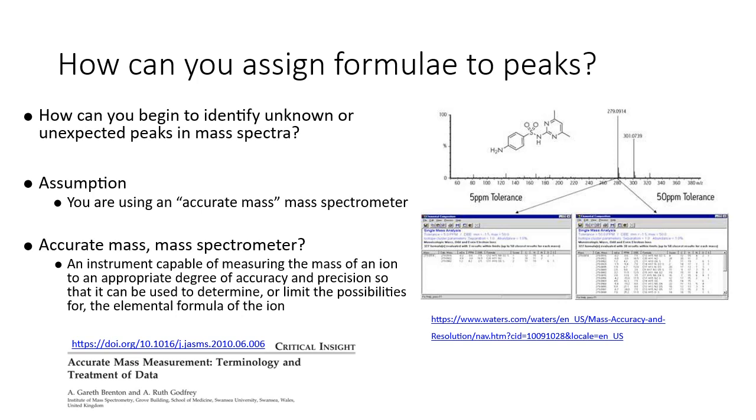But this strategy will only work if you're using an accurate mass spectrometer. So what is an accurate mass spectrometer anyway? Well, quite simply, an accurate mass spectrometer is an instrument capable of measuring the masses of ions sufficiently accurately that you're able to determine or limit the possibilities for elemental formulae of those ions. And this normally means having an instrument that's capable of providing you with both high mass accuracy and high resolution.